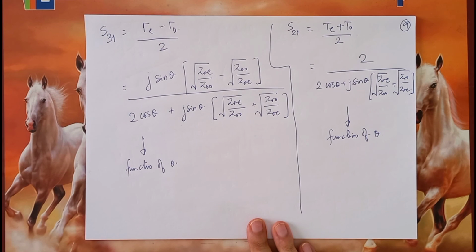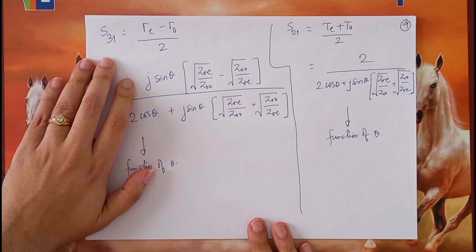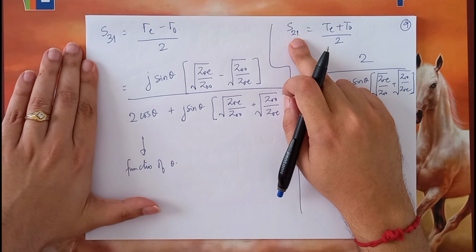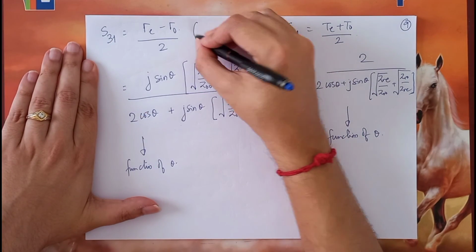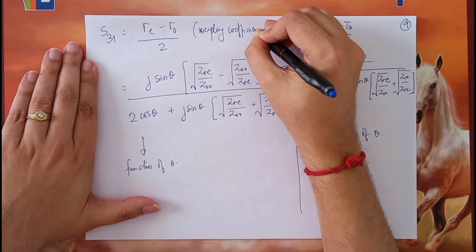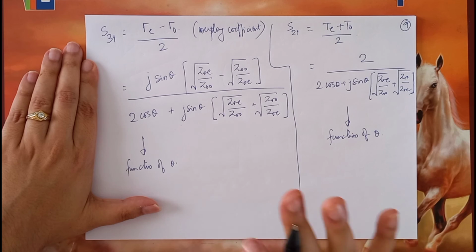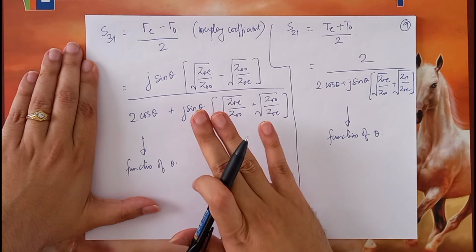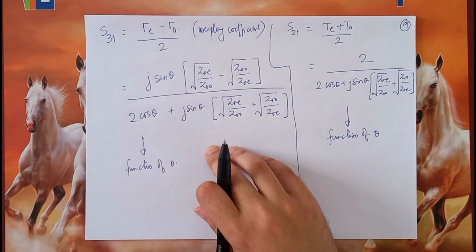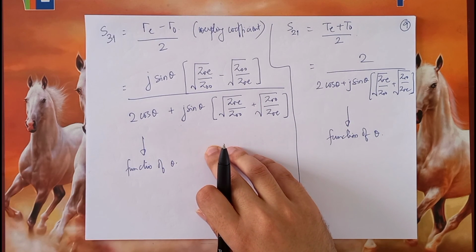So this is a very important result. While S11 and S41 we have maintained are both 0, the S21 and S31, that is the through port transmission coefficient and the coupling coefficient, are not so straightforward. These will be functions of theta.